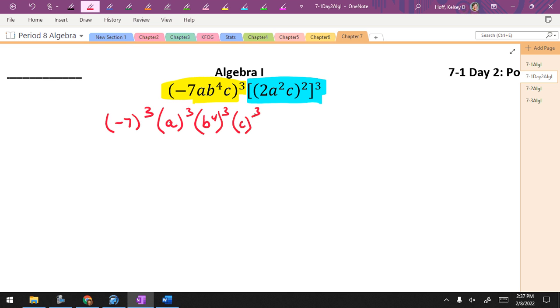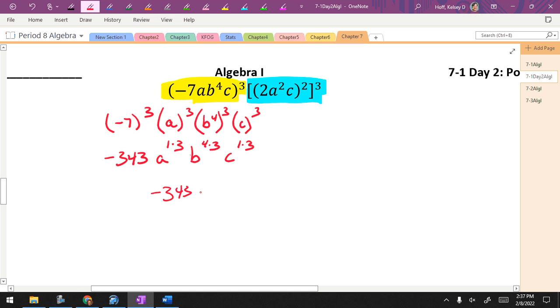What is 7 to the third? 14 times 7. Not 14. Should be 343, right? Yeah. So is it positive or negative? Negative 343. What exponents am I multiplying on A? B, 4 times 3, and C, 1 times 3. So the yellow side, simplified as far as we can, should be negative 343, A to the third, B to the 12th, C to the third. Okay?